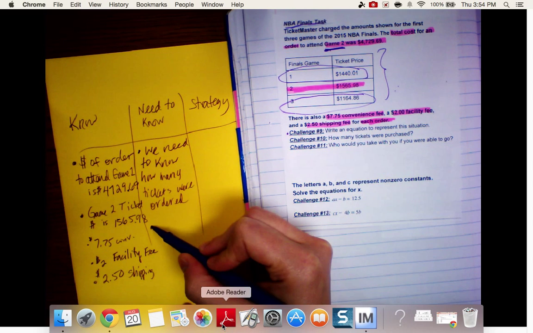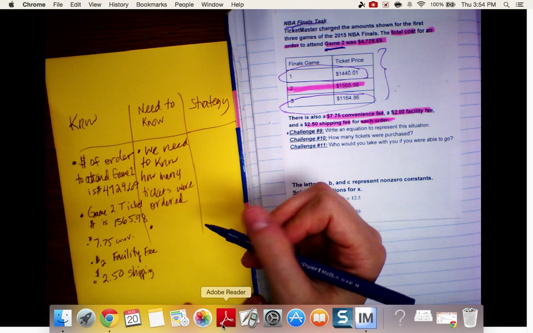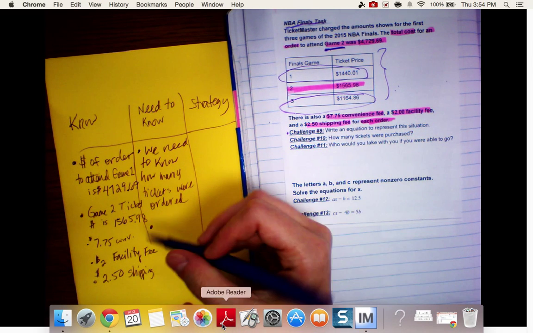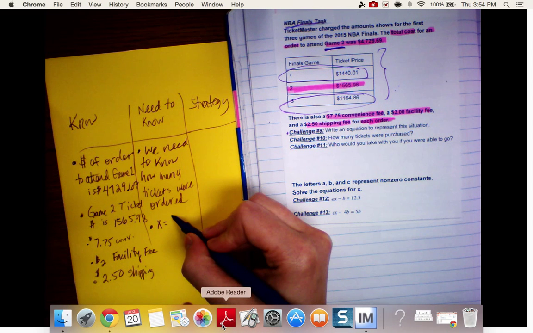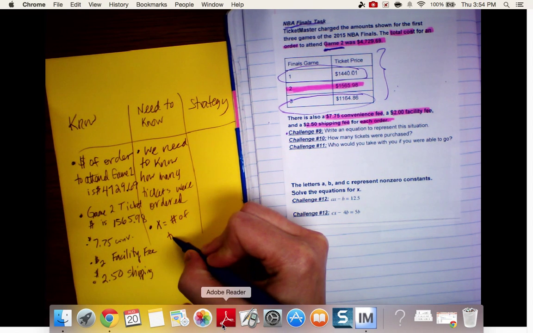And the other very important thing about writing an equation is to define your variable. So I can use x, and x can be number of tickets ordered.